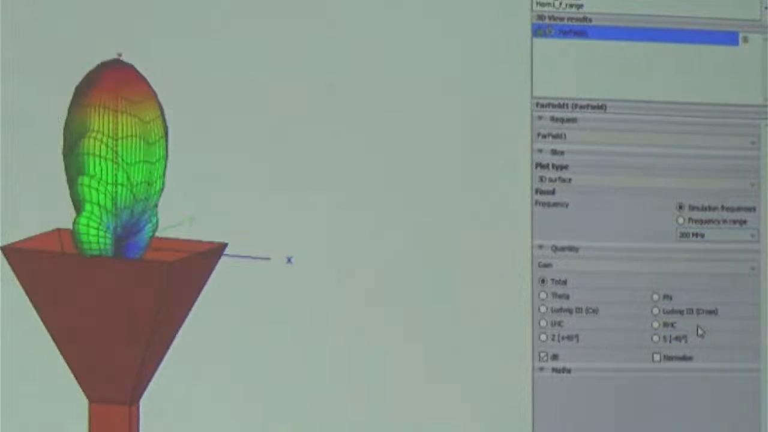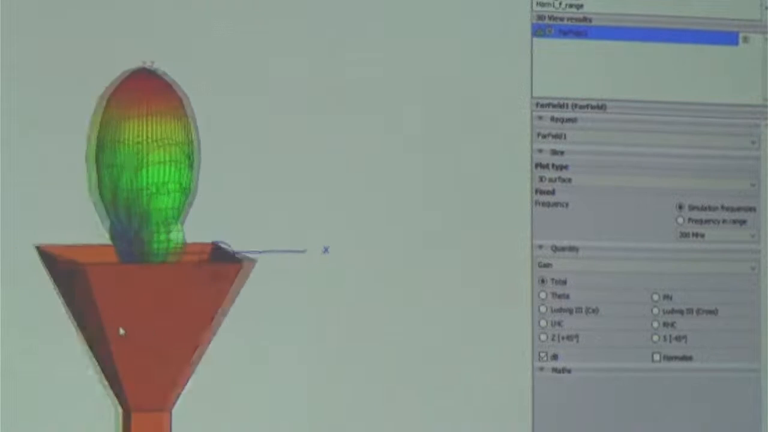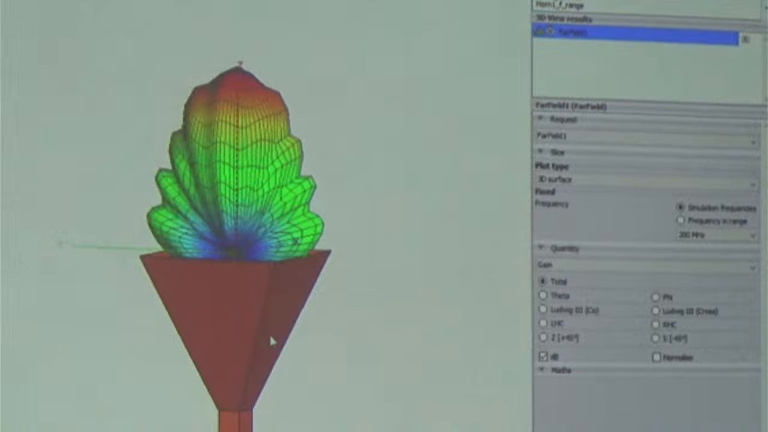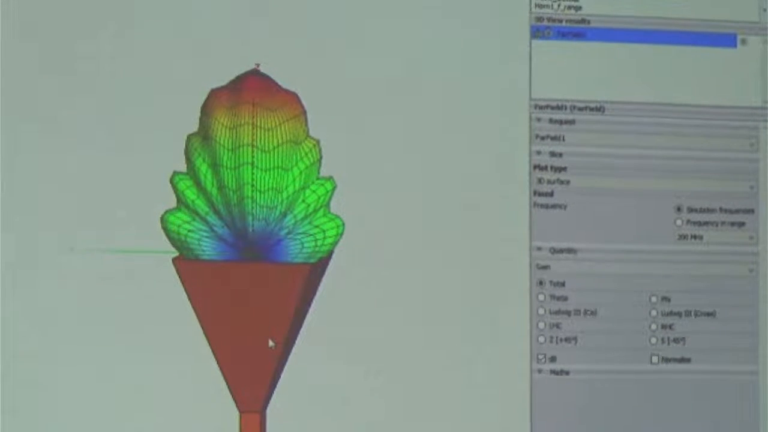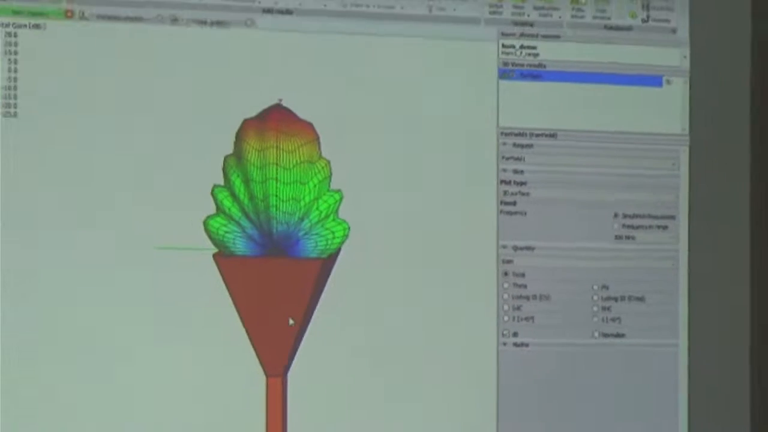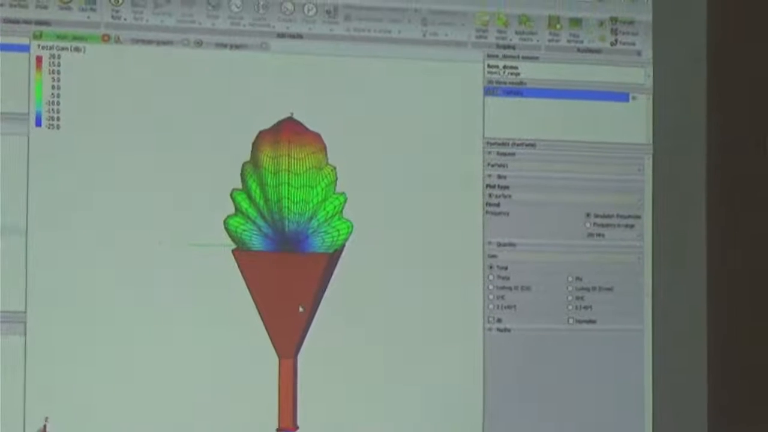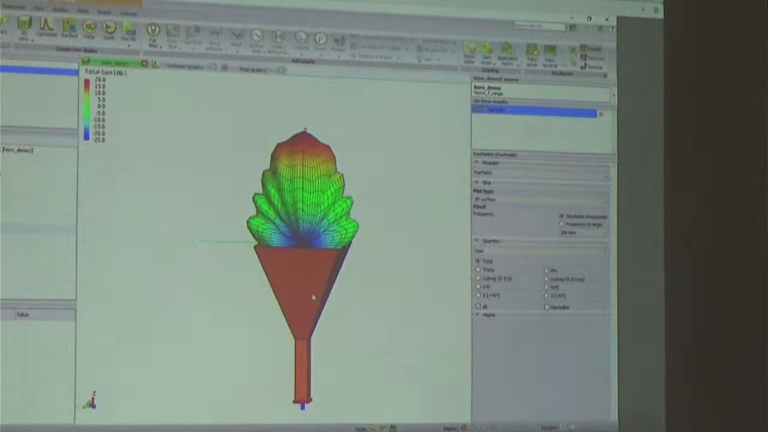Suppose I go to 200 megahertz. The beam gets narrower, but now you can see more features. This is one aspect that you can very clearly see in these simulations. The color is basically the gain of the antenna in different directions, and that is on a log scale. I'll show you the 1D plot, it's clearer there.